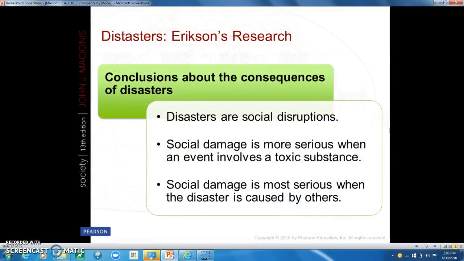So looking at some conclusions about the consequences of disasters. Disasters are certainly social disruptions. Social damage is more serious when an event involves a toxic substance, and social damage is most serious when the disaster is caused by others.